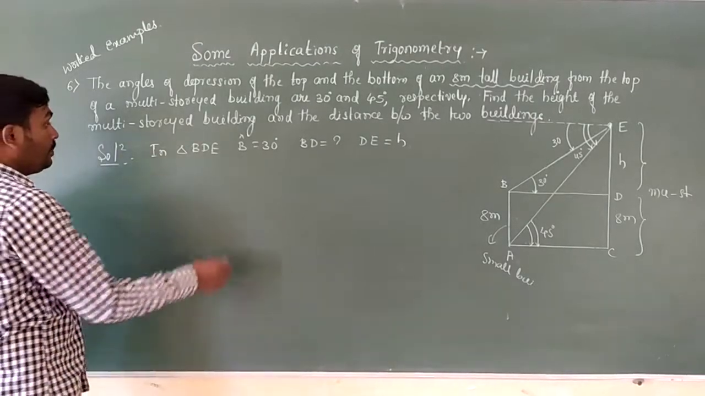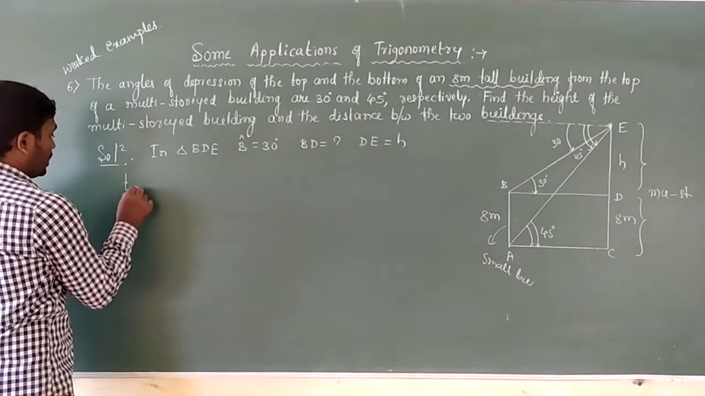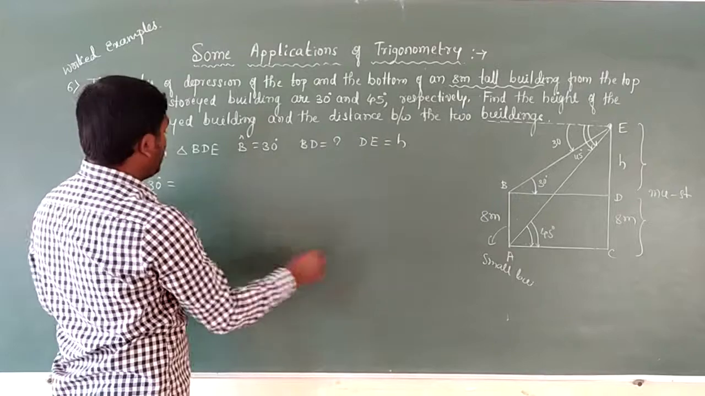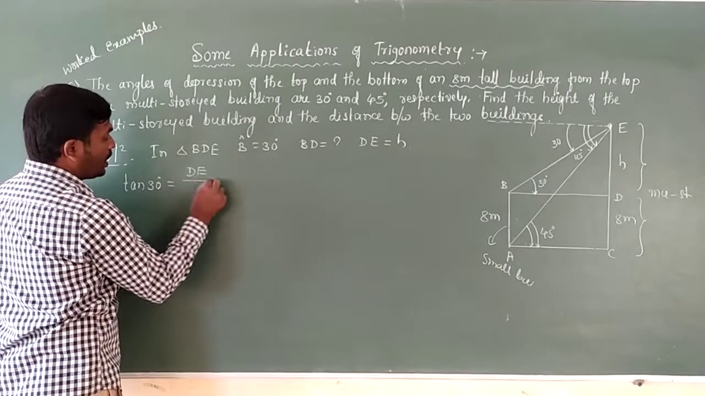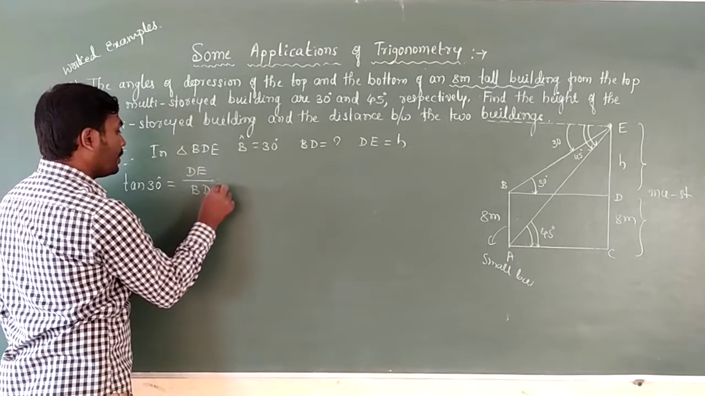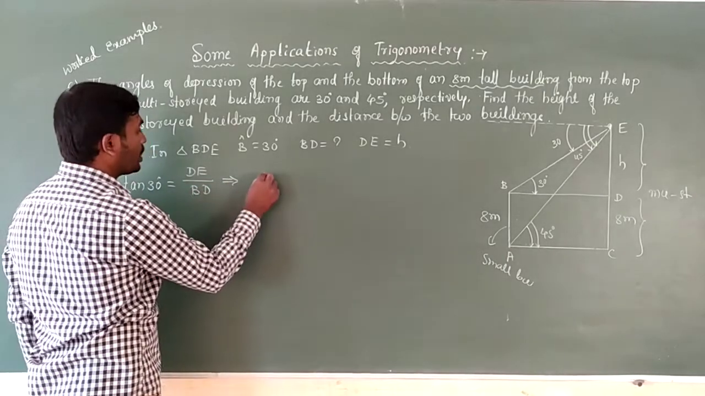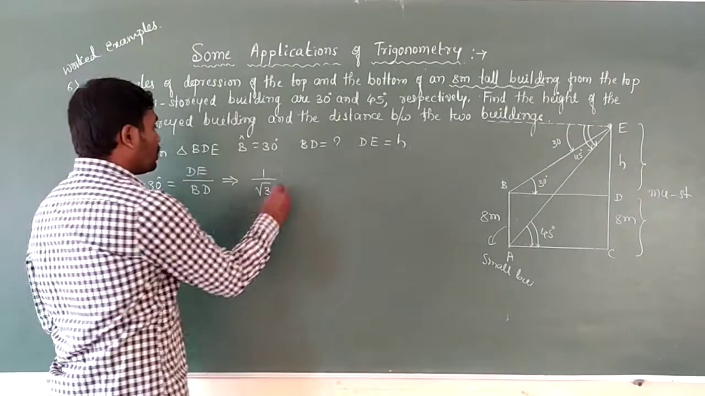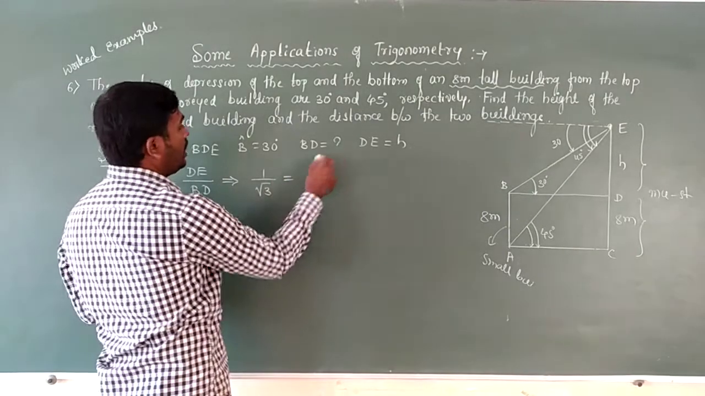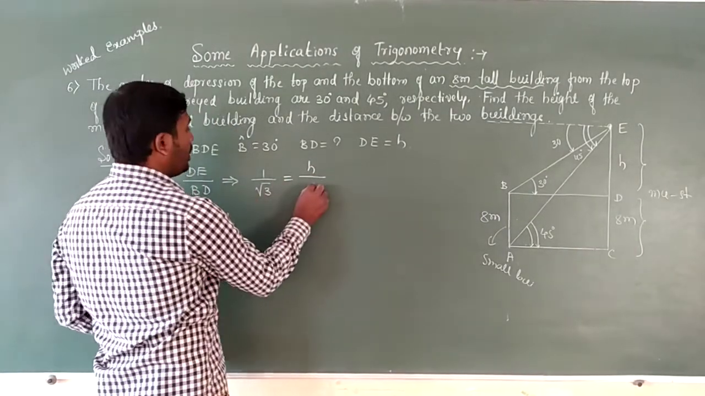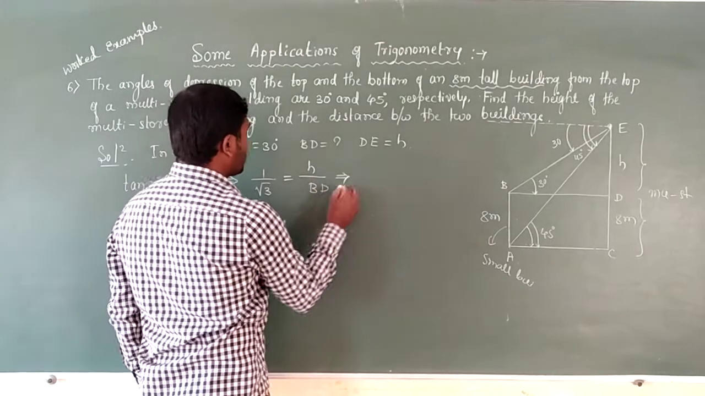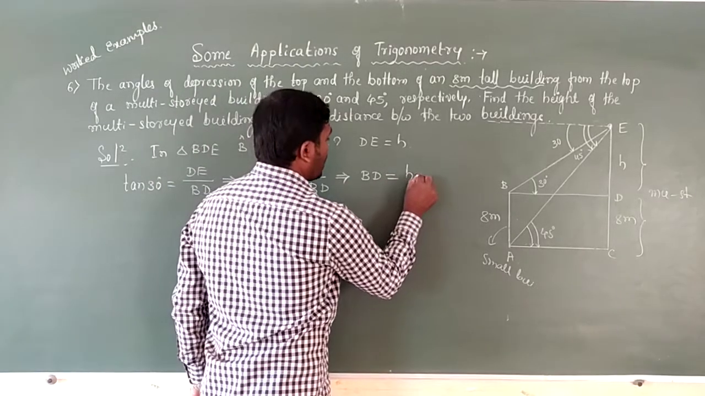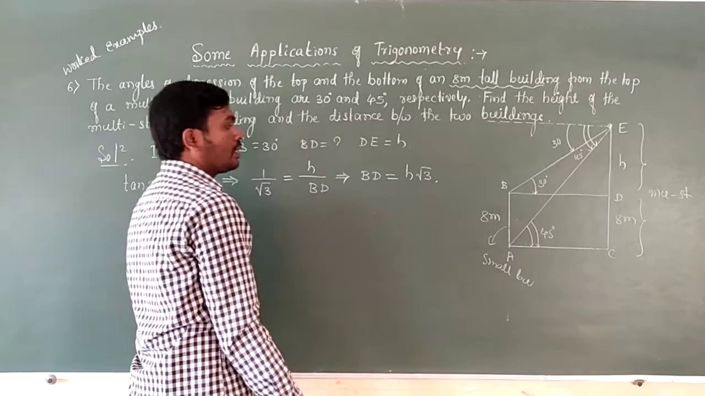So let us find it by taking the trigonometric ratio, that is tan 30 degrees. Tan 30 degrees is equal to what? Opposite by adjacent. Opposite is DE, so DE divided by BD. Tan 30 is 1 by root 3. So 1 by root 3 is equal to DE, which we have taken as H, divided by BD. Cross multiplying, BD is equal to H root 3.